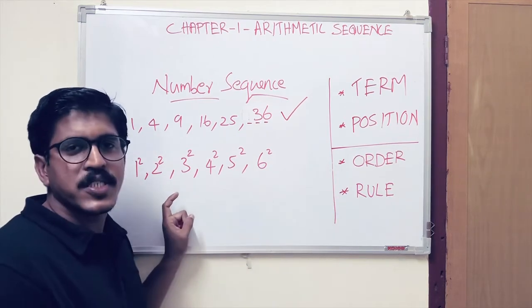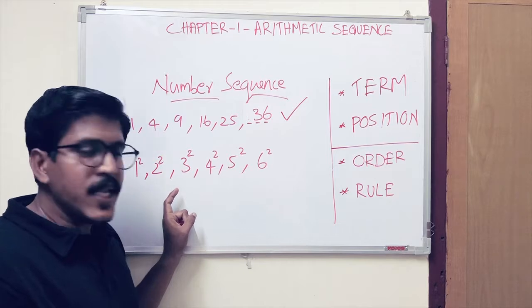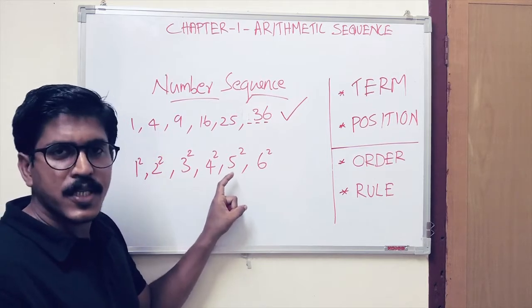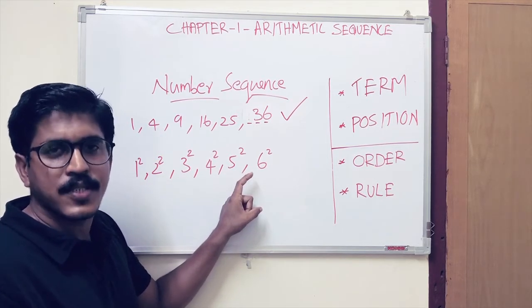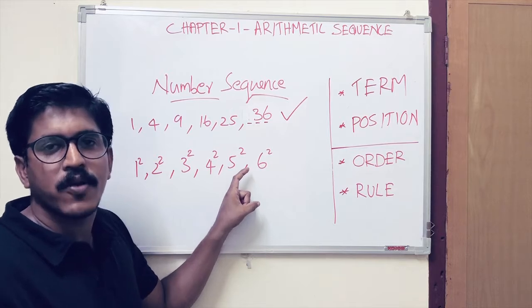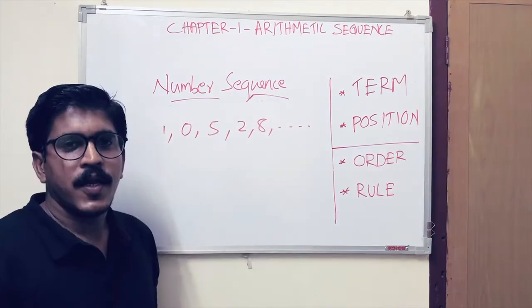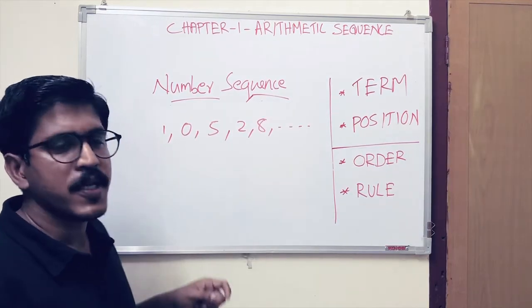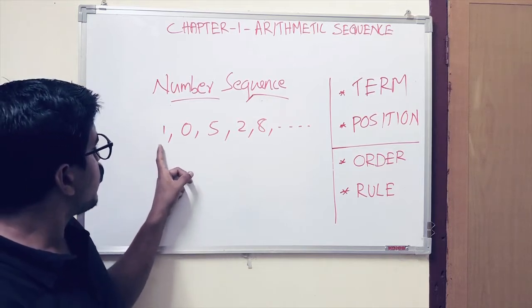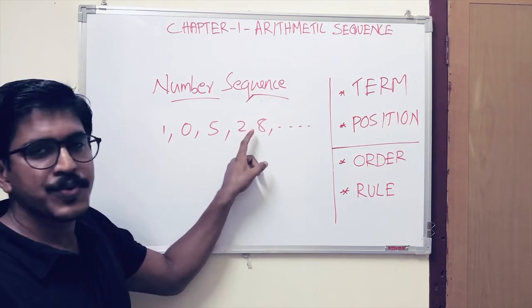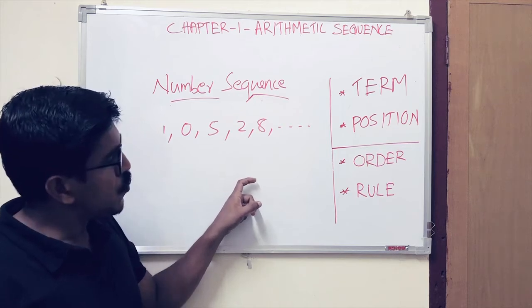One more point we can take from here is that in any sequence, if we can always predict the next term, then that is a sequence. Otherwise, it will not be a sequence. Let us consider one more example here. This is a set of numbers 1, 0, 5, 2, 8. Now we are going to check it.